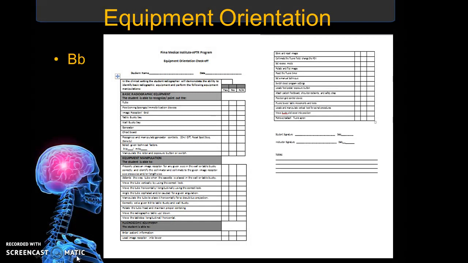This needs to be completed before you use the equipment on a patient. It may be that not all these categories apply to your facility's particular equipment. There may not be an area, for example, where you just set a manual technique in the fluoro equipment. But again, you will need to be oriented to the equipment so you know where everything is. It needs to be signed off and dated before you use the equipment.